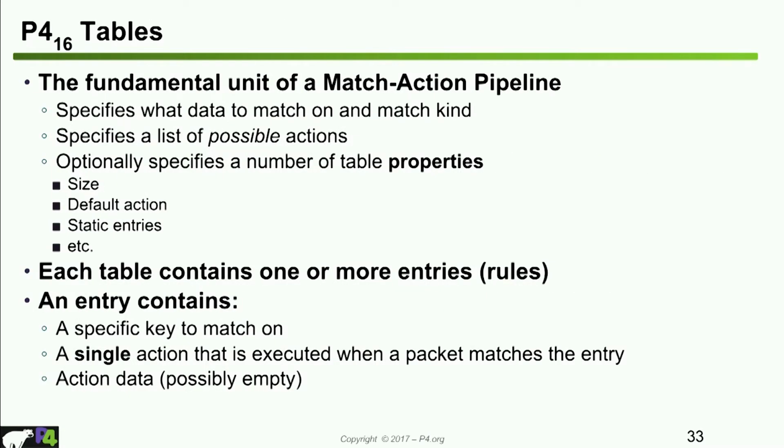Tables are really the fundamental unit of a match action pipeline. They specify what data to match on, as well as the type of match to be performed. A table definition will also specify a list of all possible actions that can be invoked by this table. A table definition may optionally specify a number of additional table properties, such as the size, so how many entries the table should be allocated to contain, a default action that should be invoked if no match is found within the entries, as well as perhaps some static entries.